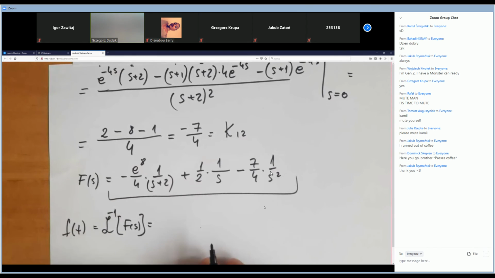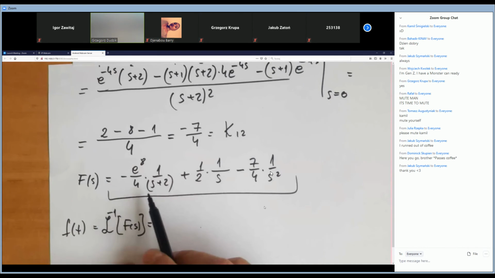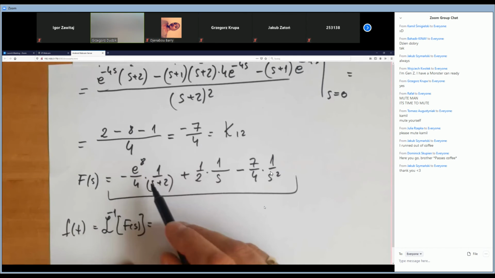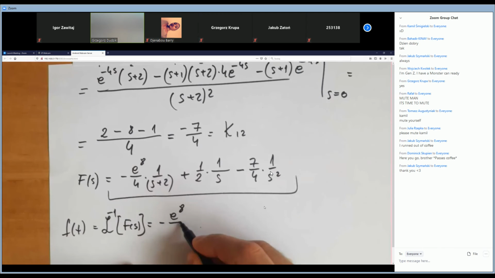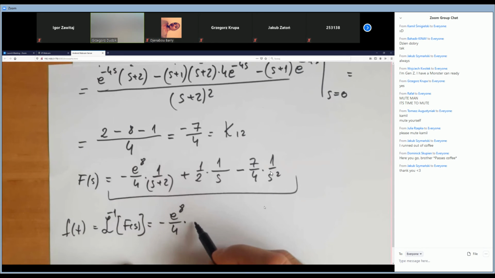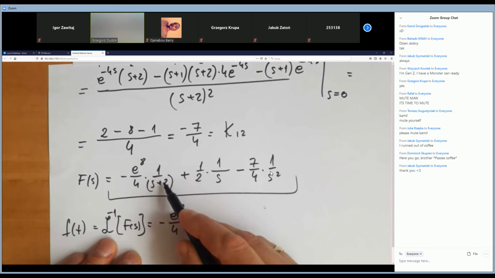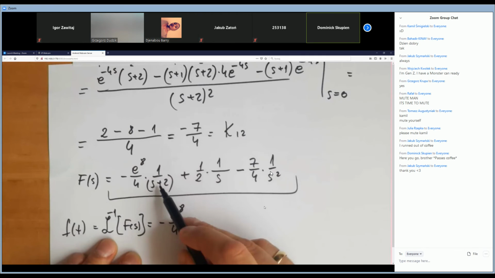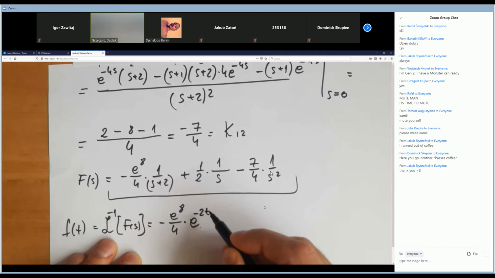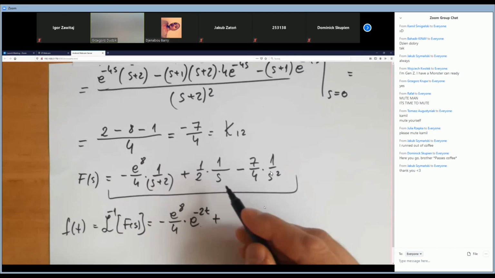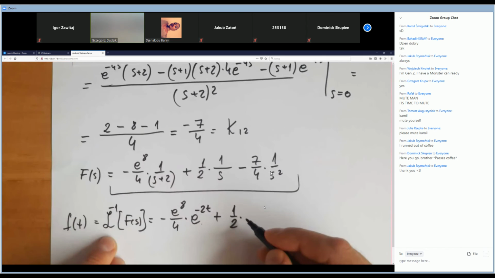So we've got the sum of three components. The first one, the constant value, is minus e⁴ times 1/s+2. The inverse Laplace transform from it is e to the minus 2t. Plus the constant 1/2 times the inverse Laplace from the 1/s.